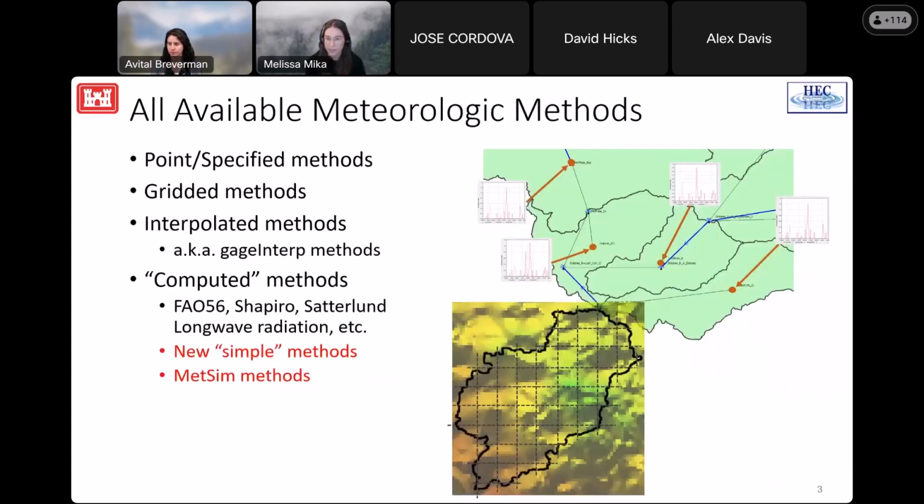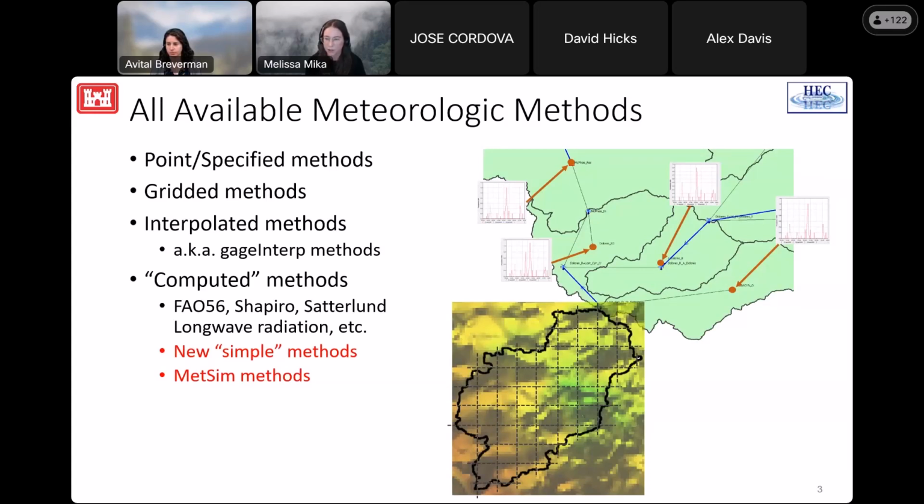In HMS, there's a few ways you can configure your MET model. The existing methods are shown here in black, and the newly added methods are highlighted in red. The first method is shown in the top figure, which is point or specified, where a time series gauge is assigned to each subbasin. Then we have gridded methods, which apply grids such as temperature, precipitation, wind speed, etc., and inherently handle the spatial and temporal patterns.